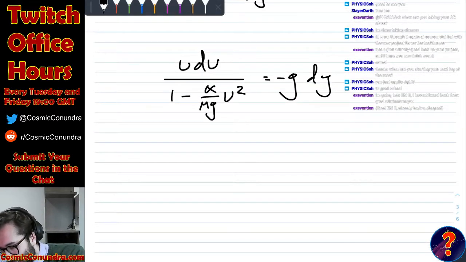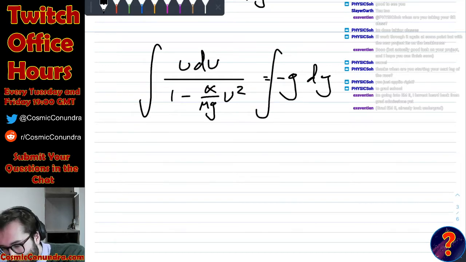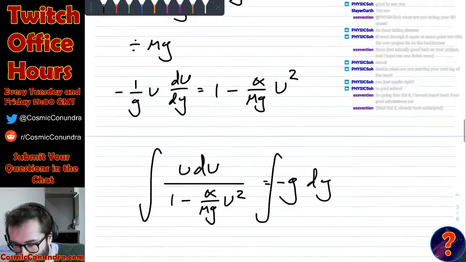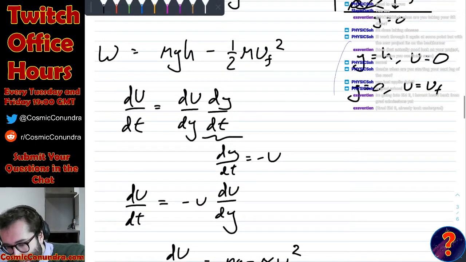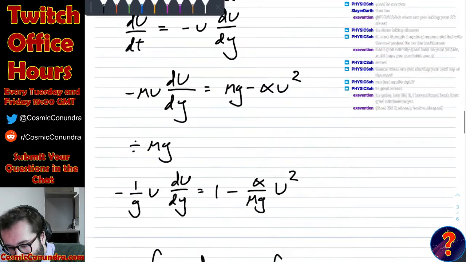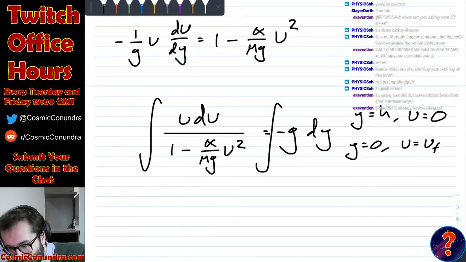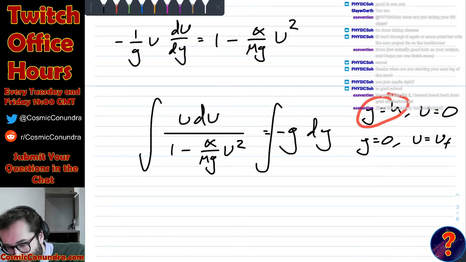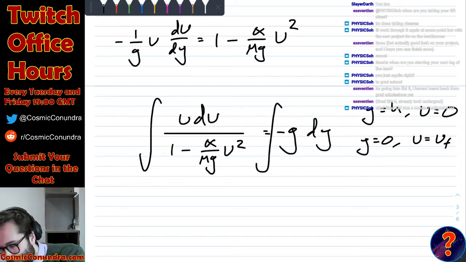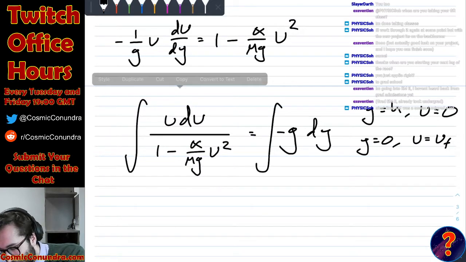Well, now the standard technique is to integrate both sides, to get rid of these differentials. And now our initial conditions become important. So remember, we said that when y equals h, v is equal to 0, and when y equals 0, v is equal to this general final velocity vf. So let's put that in as the limits of our integration.